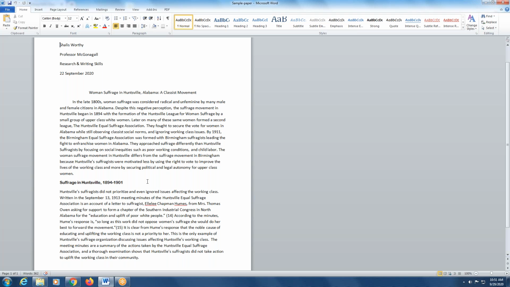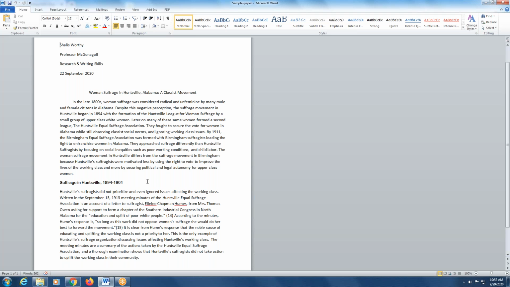So I might begin the body of my paper with the header Suffrage in Huntsville, 1894 to 1901. And then my next section might be Suffrage in Birmingham, 1911 to 1916. I might have a heading like child labor. So you want your headings to be brief and descriptive.